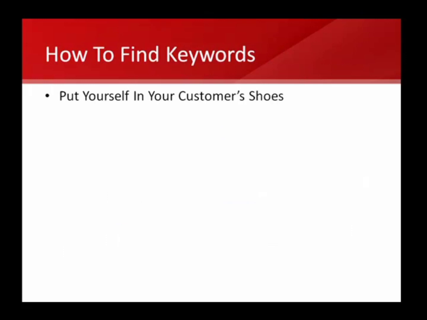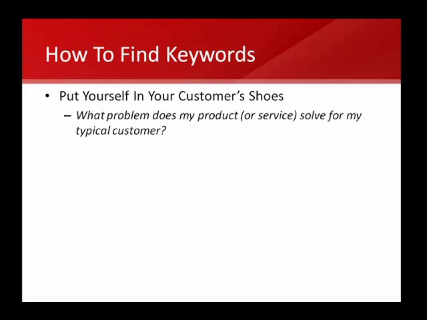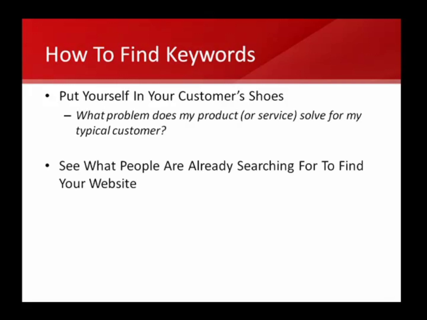So we're going to talk a little about how to find your keywords. You want to put yourself in your customer's shoes. What problem does my product or service solve for my typical customer? Ask yourself that question. See what people are searching for to find your website. You can use Google Analytics. It's free to set up. You could use Webalizer or you could use AW Stats. If you are using a control panel account with cPanel, like HostGator or Bluehost, they come equipped with Webalizer and AW Stats, and those are located inside your control panel.